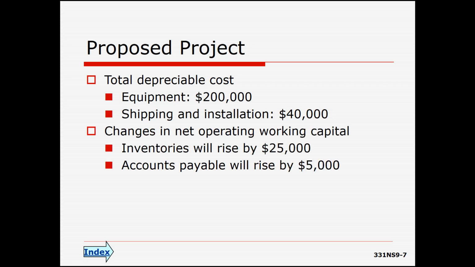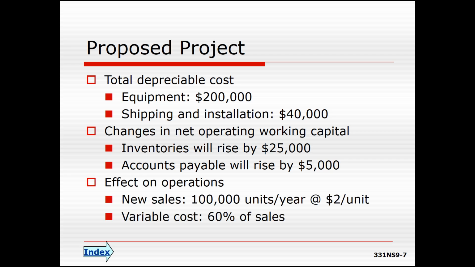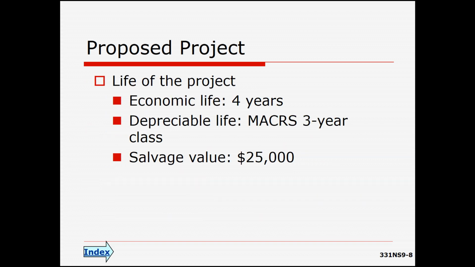The new project will require an increase in inventory of $25,000, a use of cash. Accounts receivable is expected to increase by $5,000, a source of cash. So the net change in net working capital is $25,000 minus $5,000, $20,000. Expected results, new sales of 100,000 units a year at $2 a unit, with variable cost running 60% of sales revenue. The project will last for 4 years.